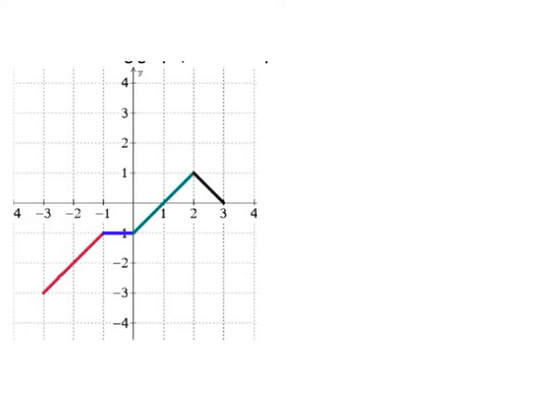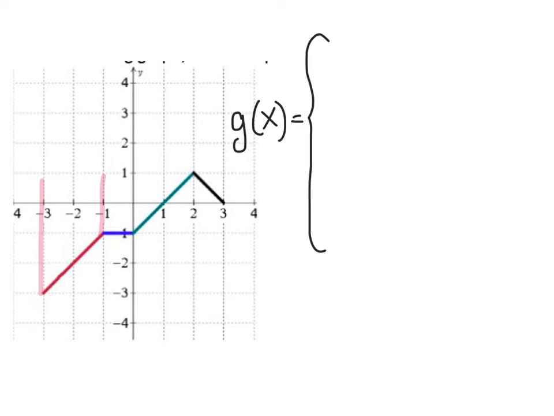Now we are going to switch directions. You need to write a function for this piecewise graph. I'm going to call mine g of x, and I'm going to break down each portion of my graph. Beginning with this pink segment, I like to start by deciding where the domain values are restricted to. It looks like it's between -3 and -1.